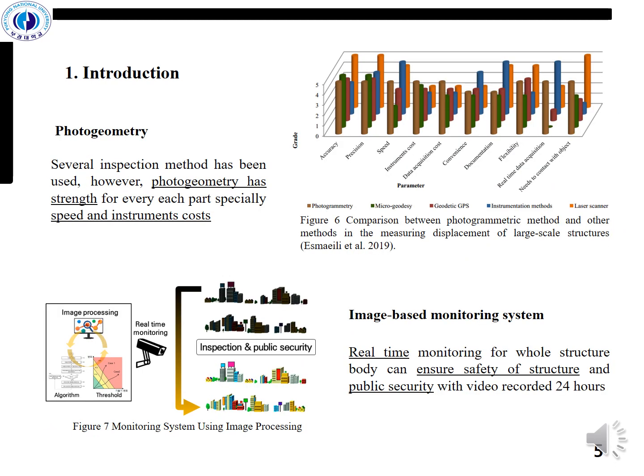The method we used in this study is named photogeometry, which means finding geometry by analyzing photos. Several inspection methods have been used. However, photogeometry has strengths for each part, especially speed and instrument costs. An image-based monitoring system is mainly used in this study, and real-time monitoring of the whole structure can ensure the safety of the structure and public security with video recorded 24 hours.